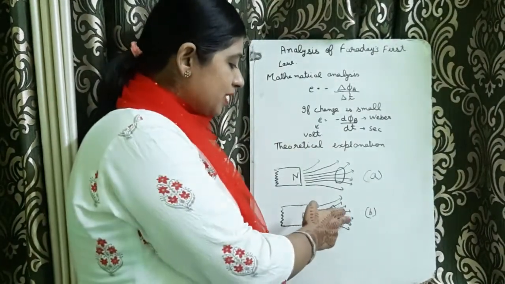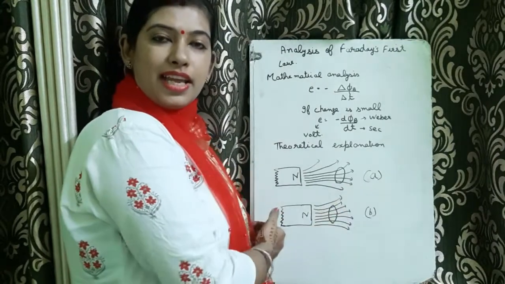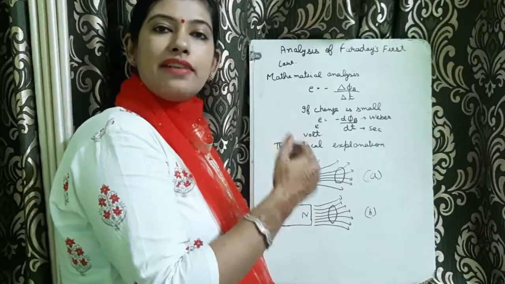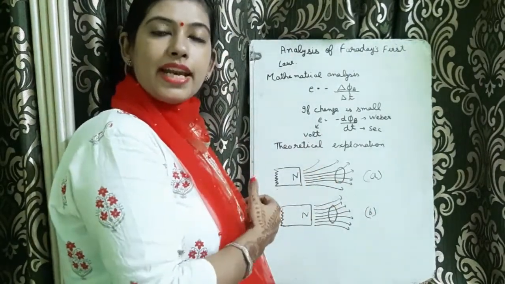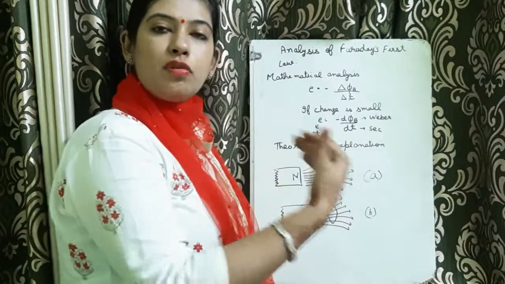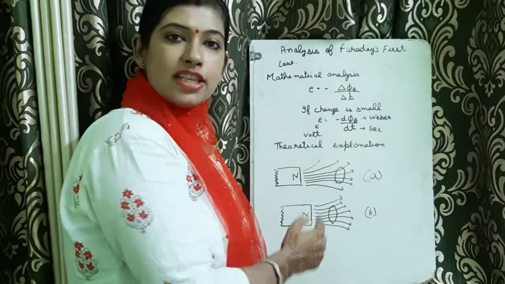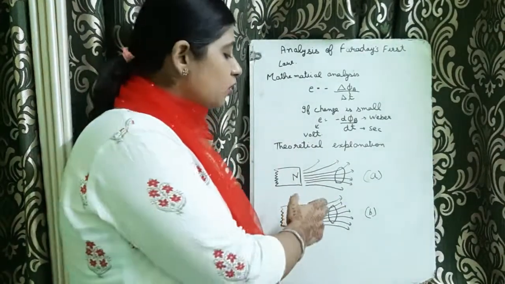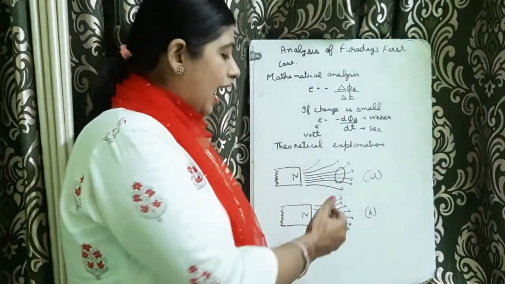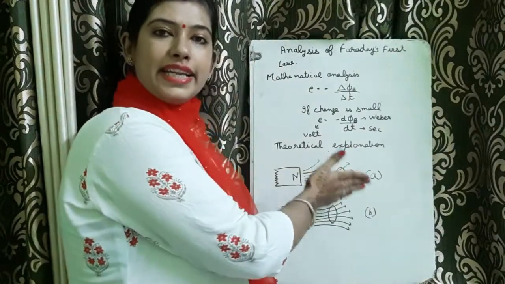And if we move either the coil towards the magnet or the magnet towards the coil, in that case the number of magnetic field lines, or the magnetic flux, through the coil increases, and if we move it away, it decreases.